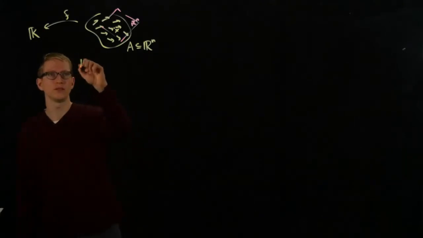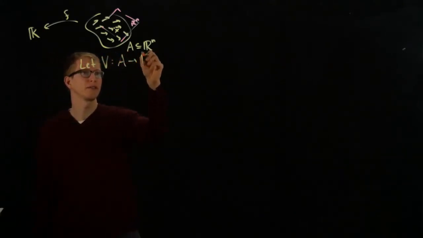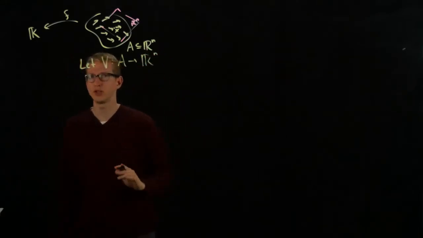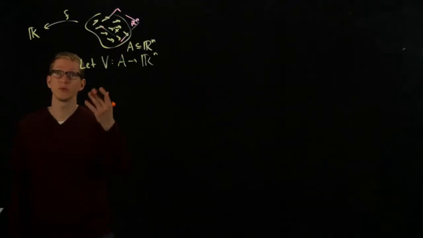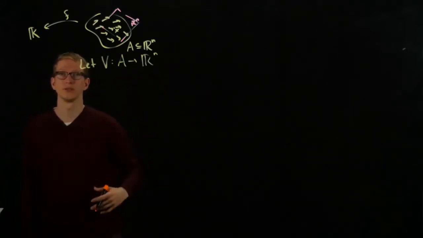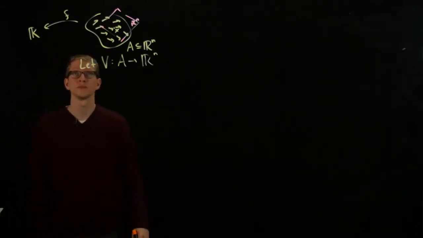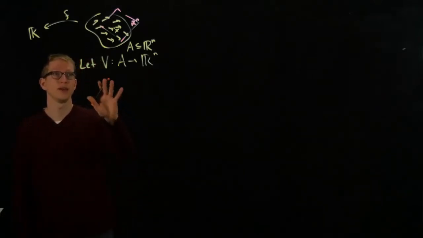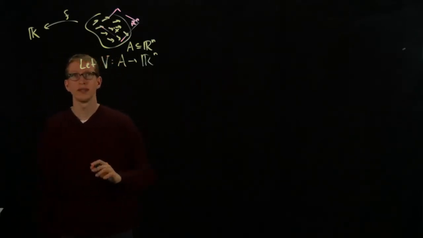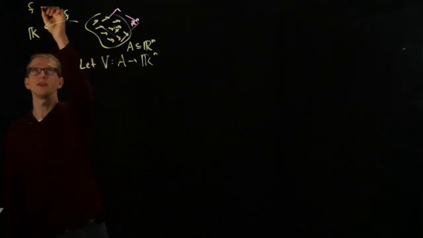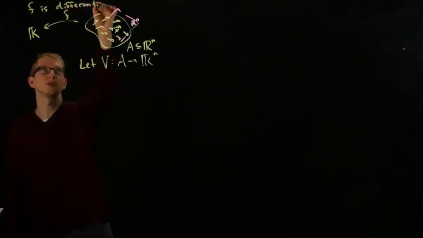So let V be a vector field on A. And I make no assumptions about whether it's differentiable or anything like that. But if I did, I would call it a differentiable vector field, for instance. Or if it was continuous, I would say that's a continuous vector field. The definition is exactly the same as if I view V as an ordinary function. Now, again, f is assumed to be differentiable throughout.